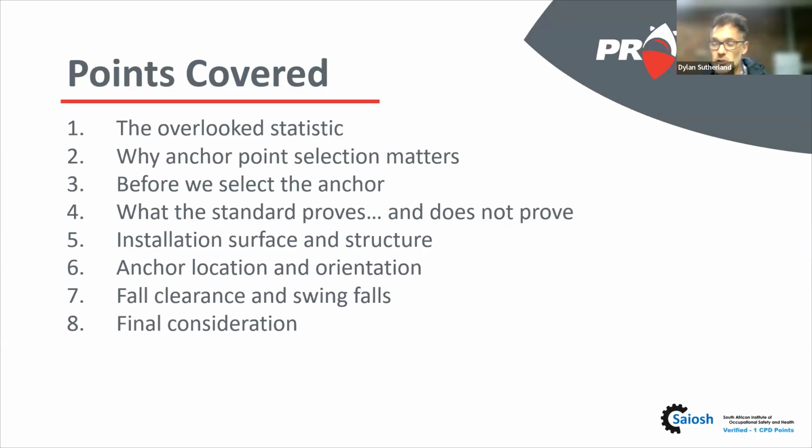We'll then go to the installation surfaces and structures. Obviously, there's different structures and buildings, and we connect anchor points into various different structures. We'll cover those. We'll then get on to the actual location of the anchor and the orientation of that anchor and what role that plays in the actual fall. Then we'll discuss two principles which are really important for us to consider, which is fall clearance and swing falls. And then finally, we'll get into the final considerations.